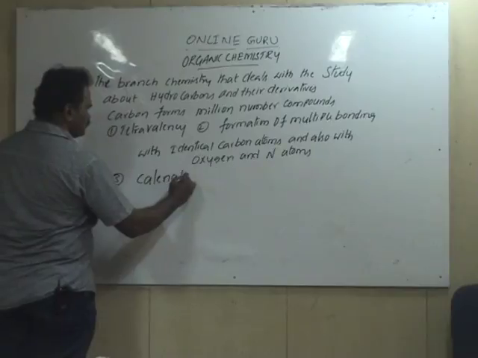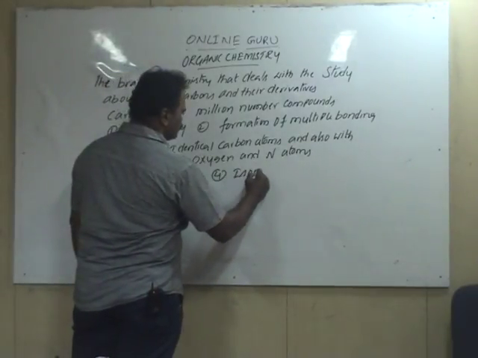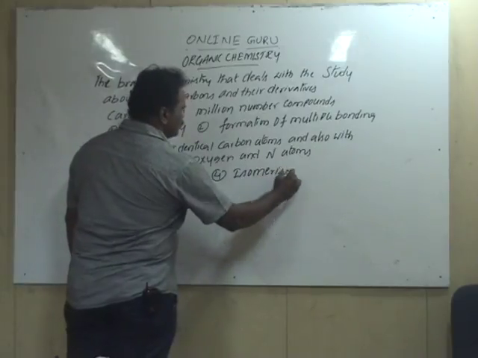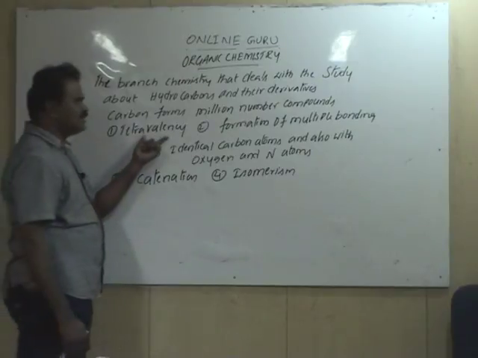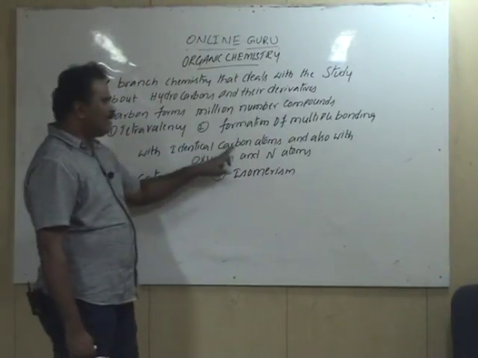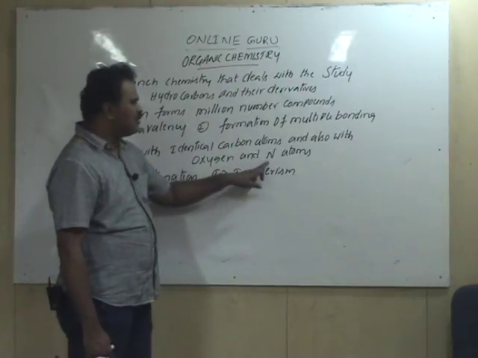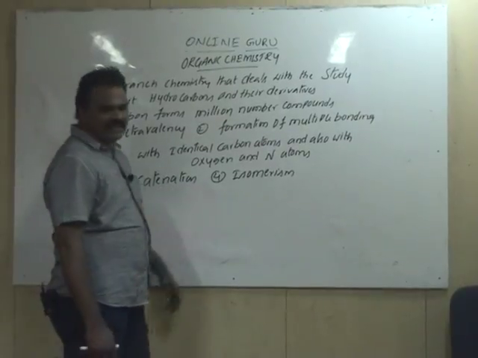And fourth one, isomerism. So carbon forms a million compounds because of tetravalency, formation of multiple bonding with identical carbon atoms as well as with nitrogen and oxygen, catenation, and the fourth one is isomerism.